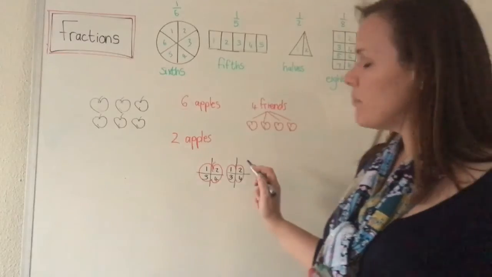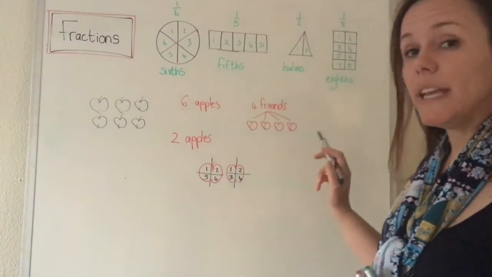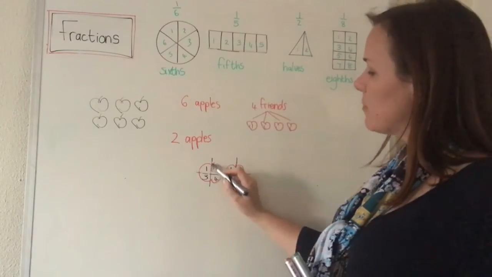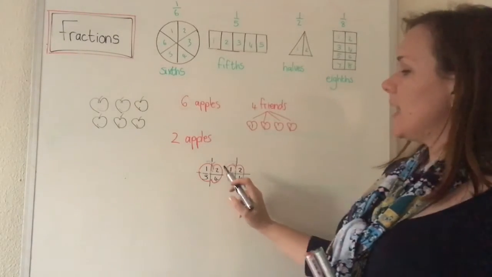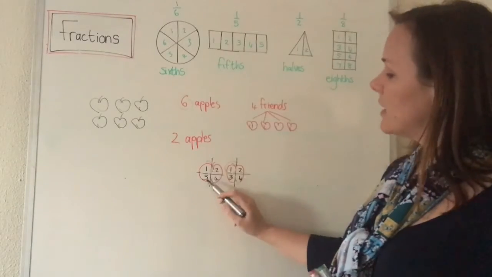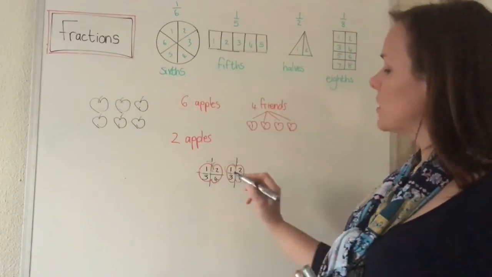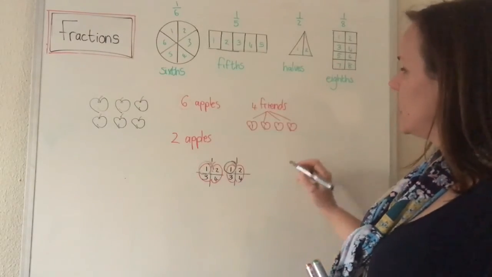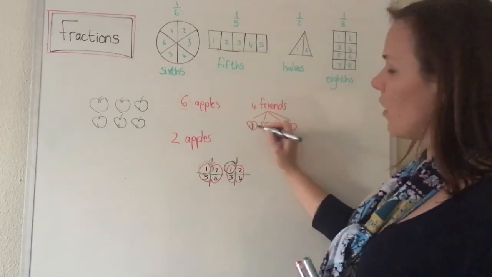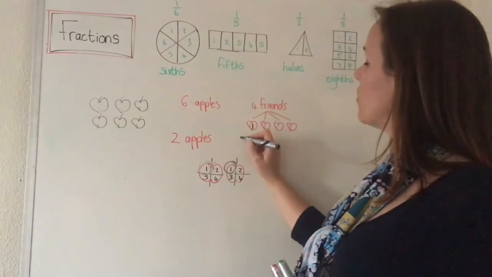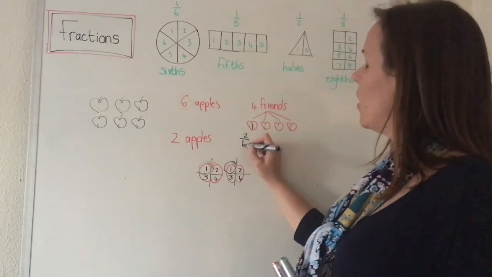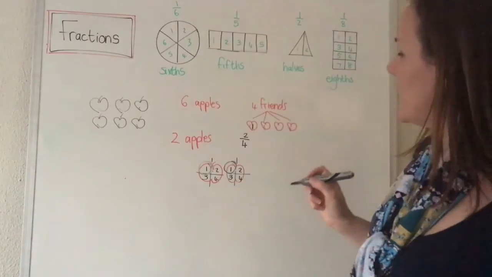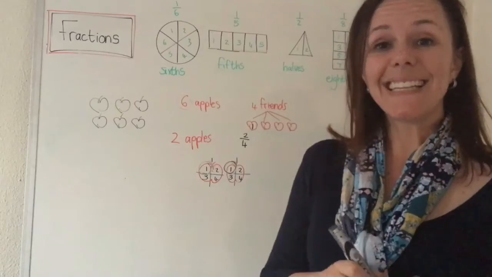So how many parts of the apples will each friend get? Well, friend 1 will get that part and that part. And those are quarters because I divided the apple in 4 parts. So it's 1 quarter and another quarter. So this friend has 1 whole apple and also 2 quarters. Okay, there we go. I hope that makes sense.